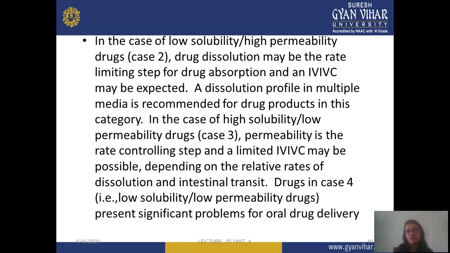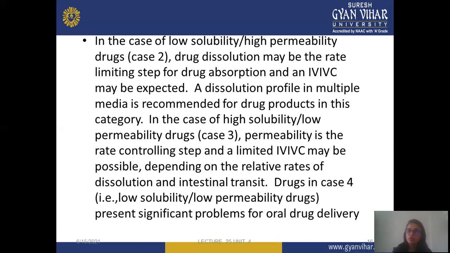A dissolution profile in multimedia is recommended for drug products in this category, so for the dissolution study, multimedia dissolution is required and absorption is rate limited. In case of high solubility and low permeability, that is a class 3 drug, permeability is a rate limiting step.